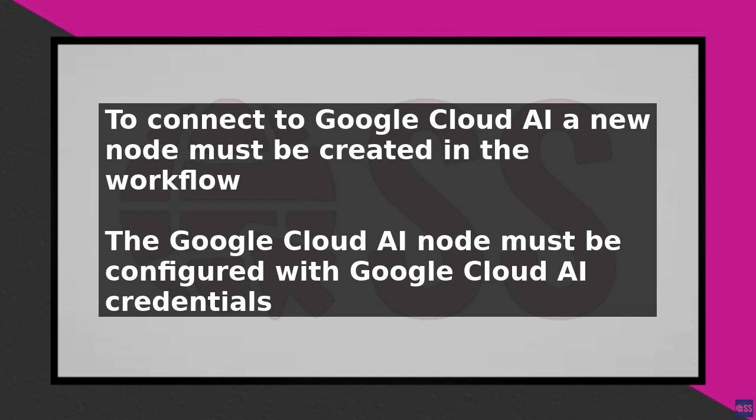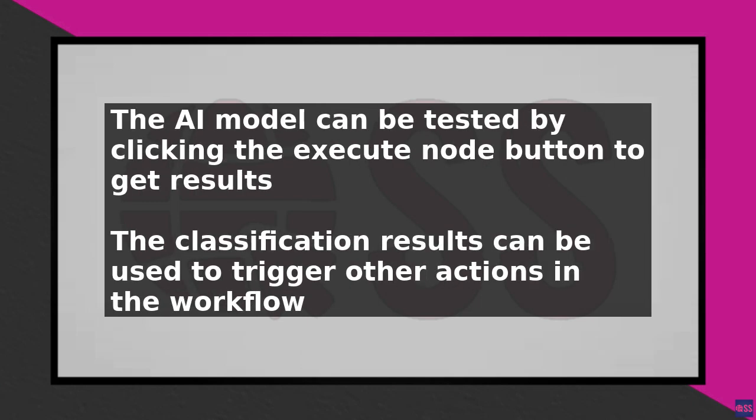Once you have configured the AI model, you can test it by clicking on the Execute Node button. The AI model will then classify the text and return the classification results. Finally, you can use the classification results to trigger other actions in your workflow. For example, you can use the results to send an email or create a new task.